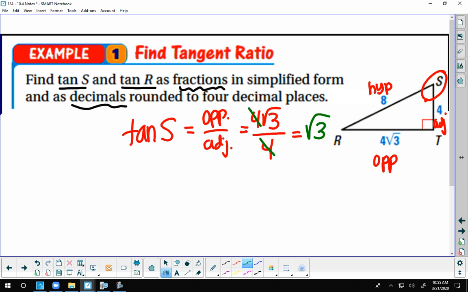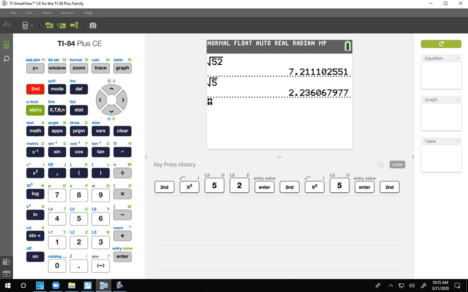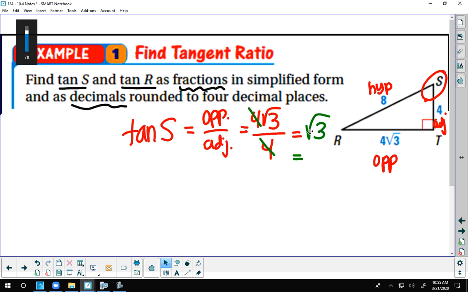And then they want us to find that as a decimal, so we'll plug the square root of 3 into our calculator. If we round this to 4 decimal places, we get 1.7320, and then the 5 rounds this up to a 1. So 1.7321.